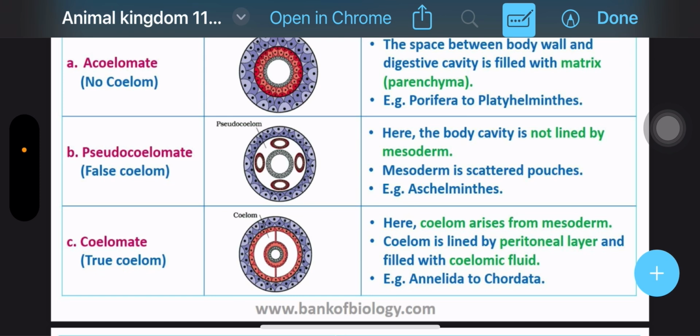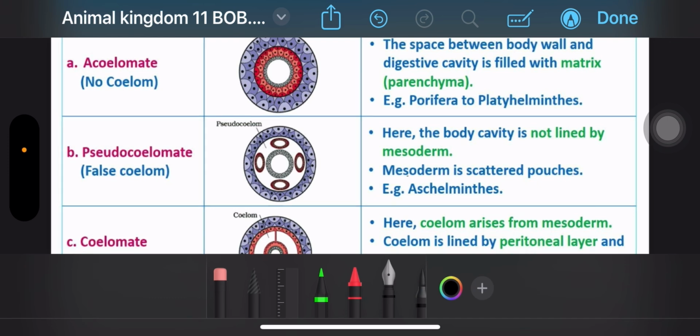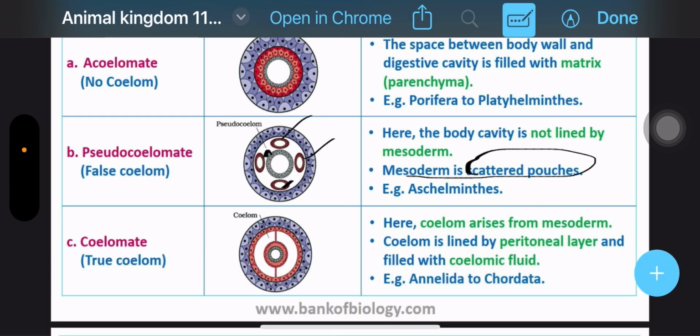See here, the body cavity is not lined by mesoderm. A true coelom, or coelomate, has a body cavity lined by the mesoderm, the peritoneum. But here it is not like that. That's why it is called the pseudocoelom. Here the key point is very, very important: mesoderm is in scattered pouches. In the picture you can see the mesoderm like scattered pouches here and there. Example, Aschelminthes. Acoelomates, platyhelminthes; pseudocoelomates, Aschelminthes. Right?